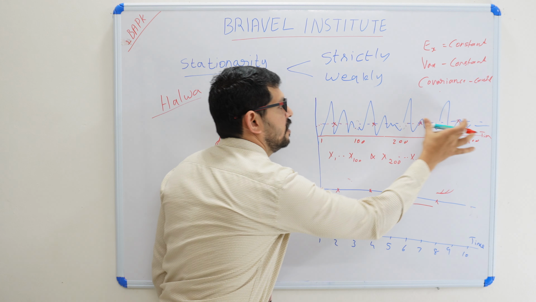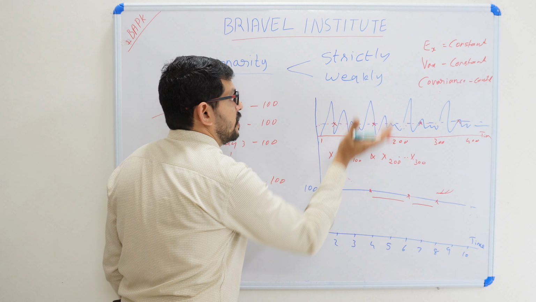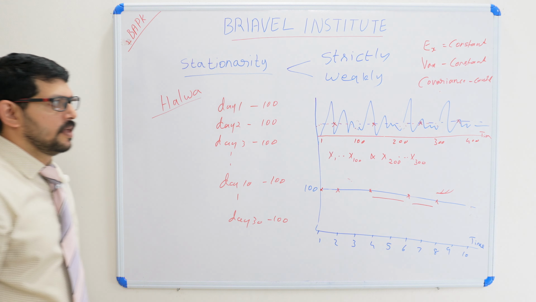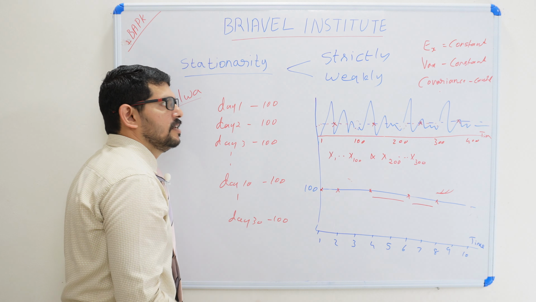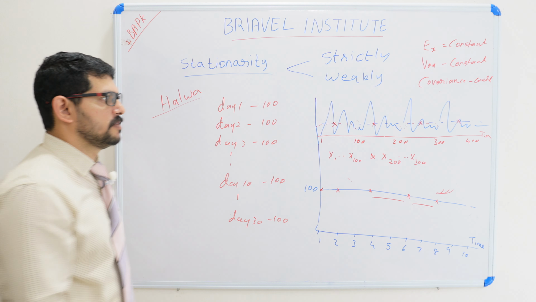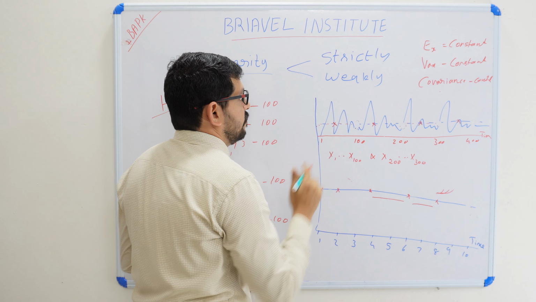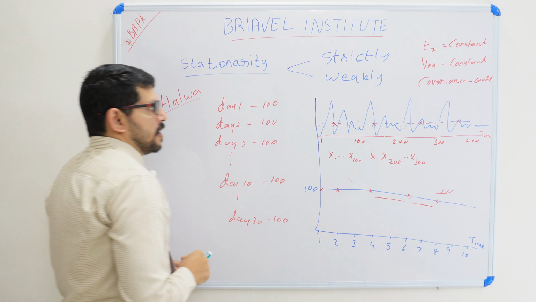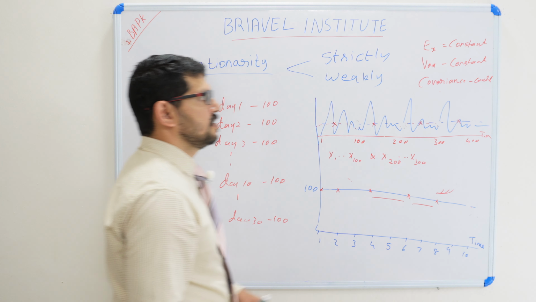From here to here and here to here should also be the same. If it is the same, we can call it strictly stationary. If it is not the same, we can say it is non-stationary. One strictly stationary example is the white noise process. Now we can see the graph itself, and we will understand whether it is strictly stationary or not.